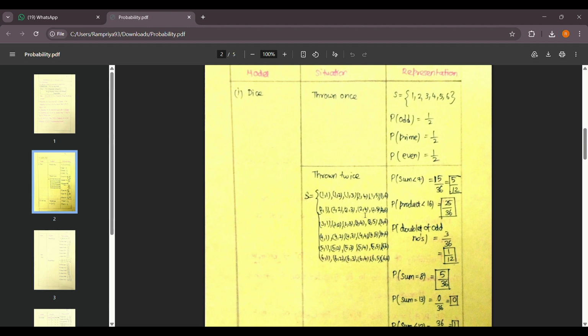Similarly 2,1 to 2,4, and 3,1 to 3,3, and 4,1, 4,2, and 5,1. So if you add everything, you get 15. 15 by 36 is 5 by 12. So similarly, you have to do all these things.